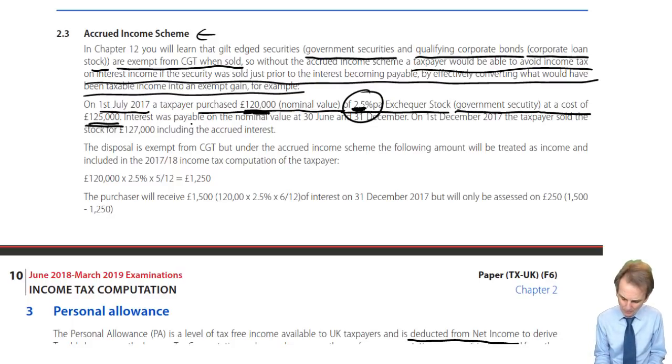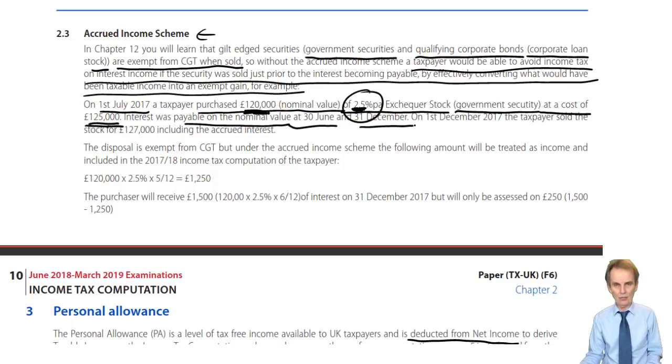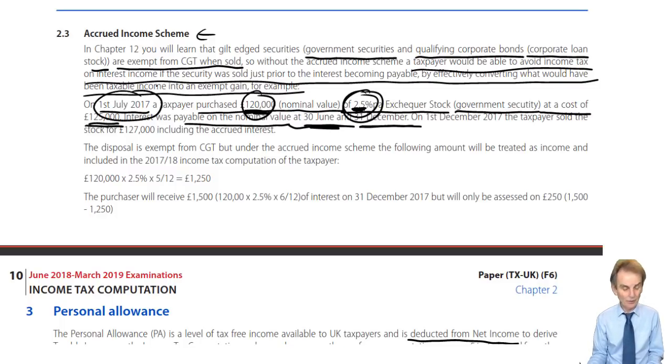However, interest was payable on, as I said, the nominal value at the 30th of June and the 31st of December in each year. So we would have 2.5% on £120,000 broken down into two half-yearly payments on the 30th of June and on the 31st of December. Now, this taxpayer bought on the 1st of July 17, so the interest payment due on the 30th of June was already paid. That went to the vendor, and the vendor would have been taxed upon it.